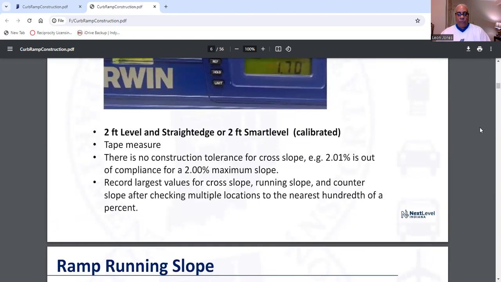Now, there is no construction tolerance for cross slope. Example, 2.01% is out of compliance for a 2% maximum slope. So what you do, you record largest values for cross slope, running slope, and counter slope after checking multiple locations to the nearest 100th of a percent.